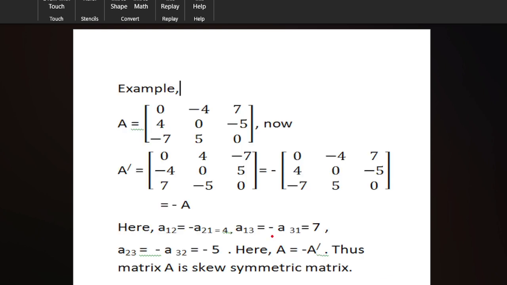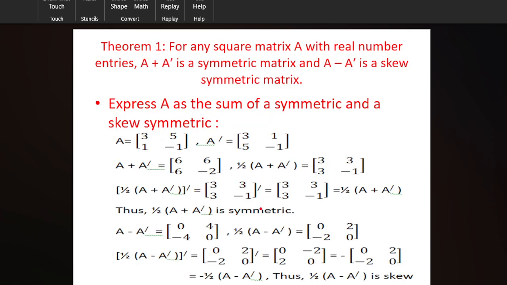Now this is an example of a skew symmetric matrix. Here A12 is minus 4, A21 is 4. A13 is 7, A31 is minus 7. A23 is minus 5, A32 is 5. So this is a skew symmetric matrix. Now here A plus A dash is always symmetric, A minus A dash is always skew symmetric. So this you see.